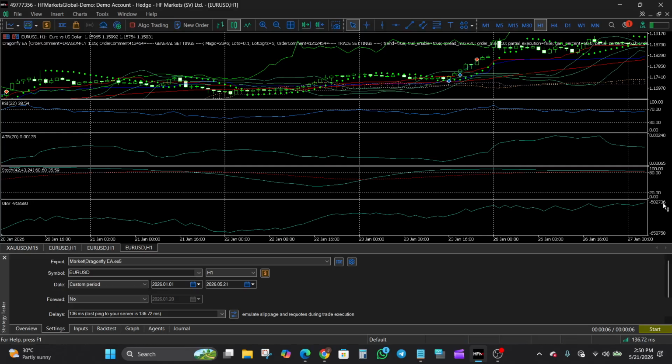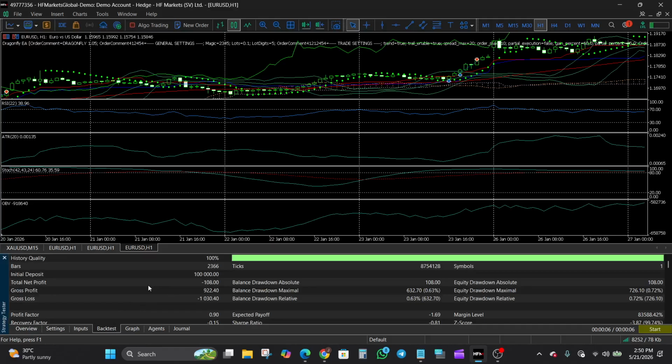And of course, historical backtest results should always be treated as historical analysis only, not as guaranteed future performance. Results can vary significantly depending on broker execution, spread conditions, slippage, lot sizing, optimization settings, and overall market conditions. All right, let's just quickly look at the results themselves.